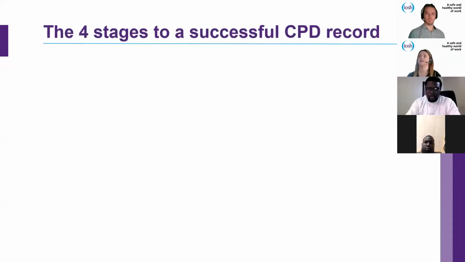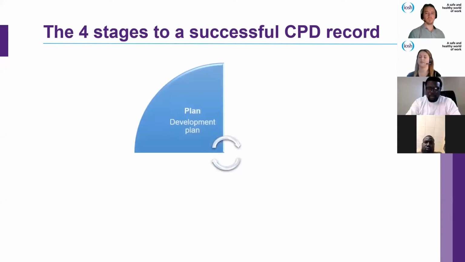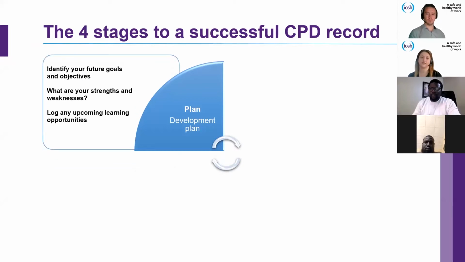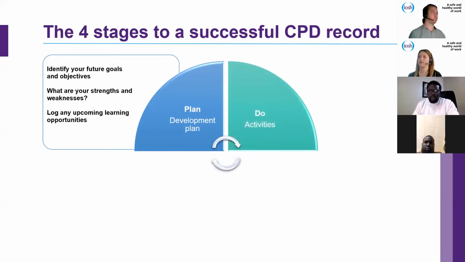Okay, so there are 4 stages to a successful CPD record. Now, the first step is your plan. So this covers your development plan. This is where you set out your objectives and any learning outcomes you want to achieve. The next step is do. So this will be your activities. So any activities that you have completed, you'd add onto your CPD record.